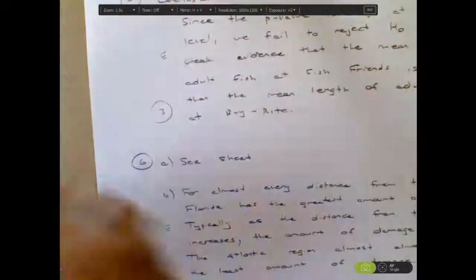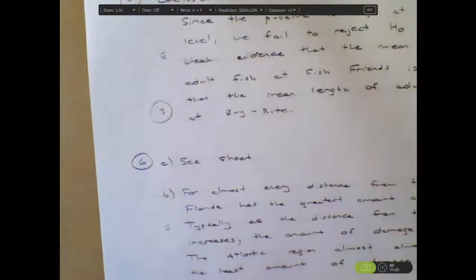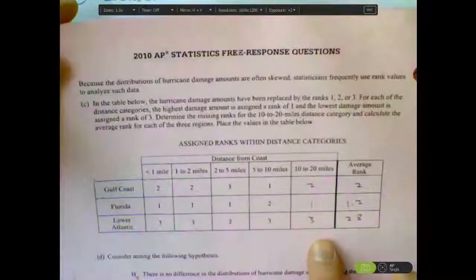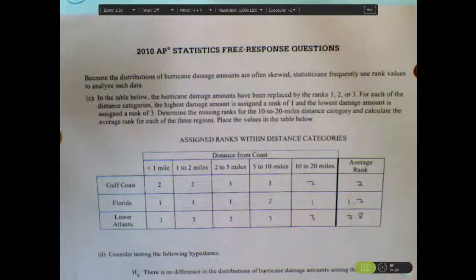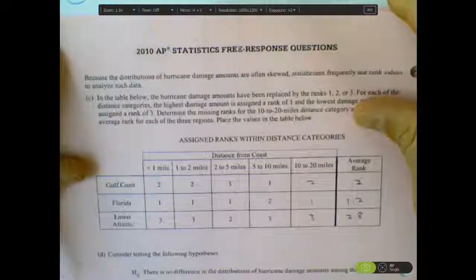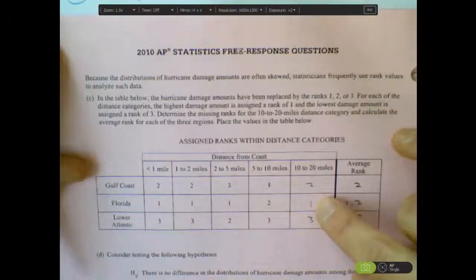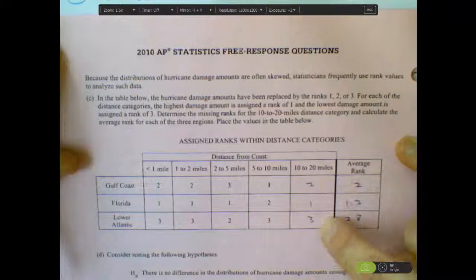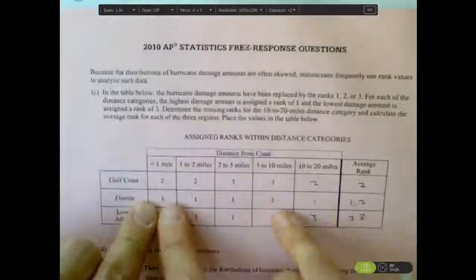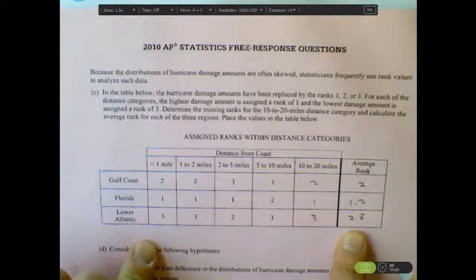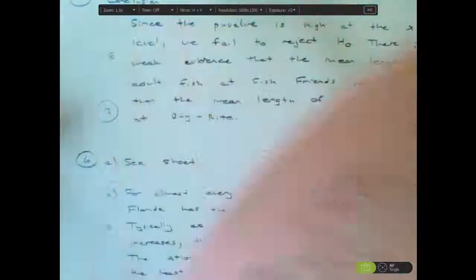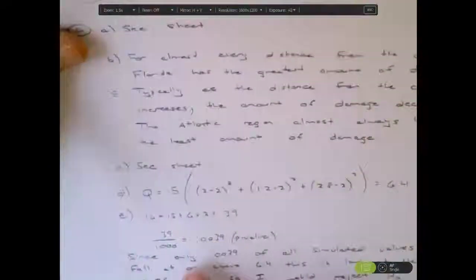Okay, part C and part D. This is where they kind of throw some awkward stuff at you, like, oh, this should be the easiest question ever on an AP exam. You're just trying to assign ranks. So all I'm doing is looking at the data. Florida had the highest damage, Gulf close second, Lower Atlantic third, and I'm averaging. Literally, add those up, divide by 5, same thing for each of these. All right? They're clumping C and D together here because that was so simplistic.